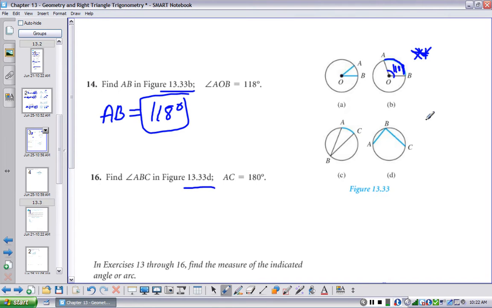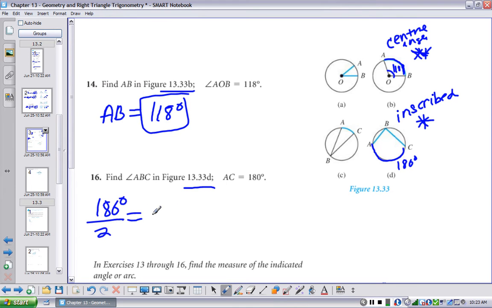Next, we're going to look at figure D. This one. It says find ABC if you know that AC is 180 degrees. Well, we said this was the central angle. This one is an inscribed angle. And we know that an inscribed angle is half of its arc. So we have the arc being 180 divided by 2. So that angle ABC is 90 degrees.